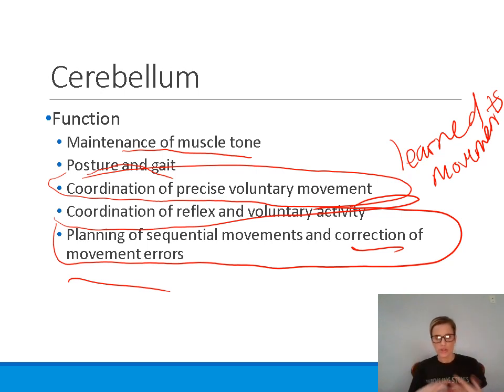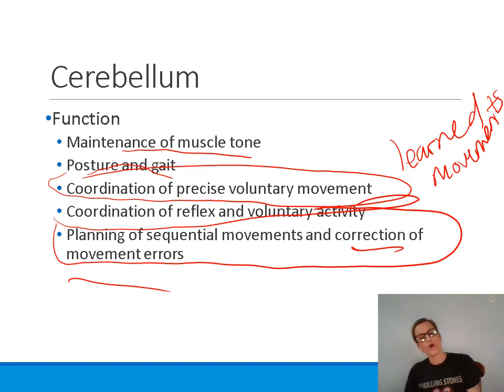Initially, what happens when we're moving is it's planned in the premotor area, and then the primary motor cortex sends the signal down through the spinal cord to the muscles to contract. The cerebellum monitors this, right? It sees what we're supposed to do. It receives the information from the cerebral cortex. It says, hey, this is the plan. This is the planned movement.